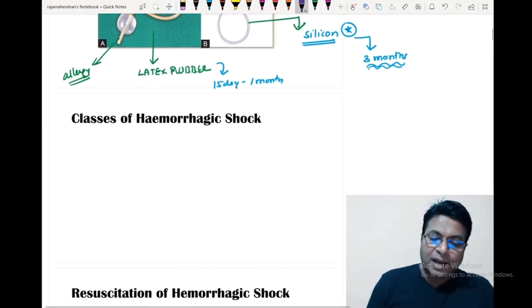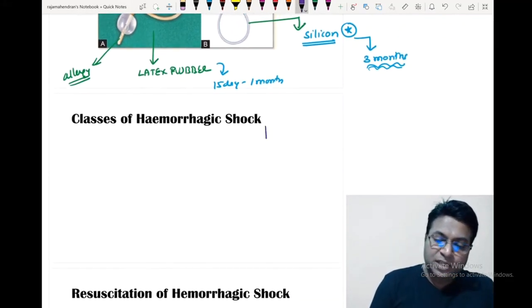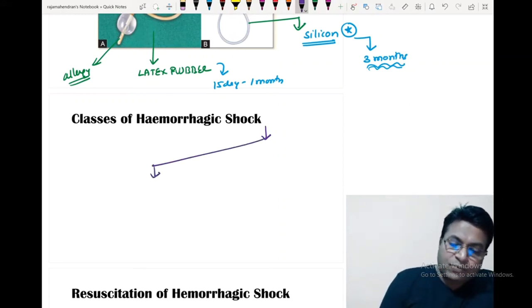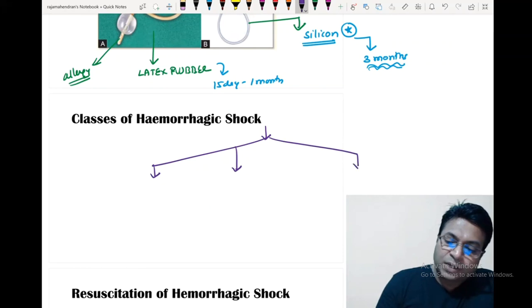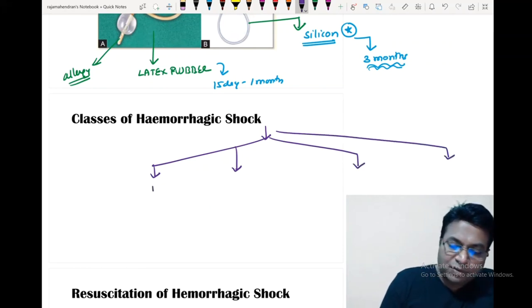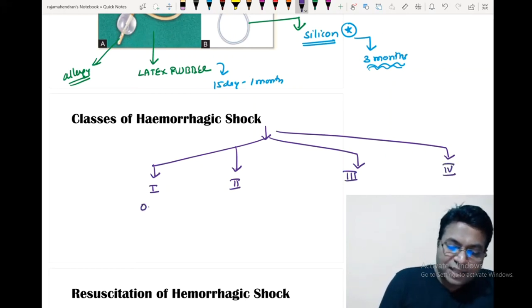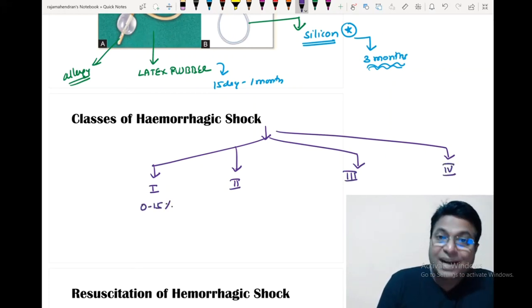And this is a regularly asked NEET PG question, classification of hemorrhagic shock. I hope you know there are 4 classes of hemorrhagic shock. 1, 2, 3, 4. There are 4 classes of hemorrhagic shock. Class 1 shock is a shock where 0 to 15% of your blood is lost.